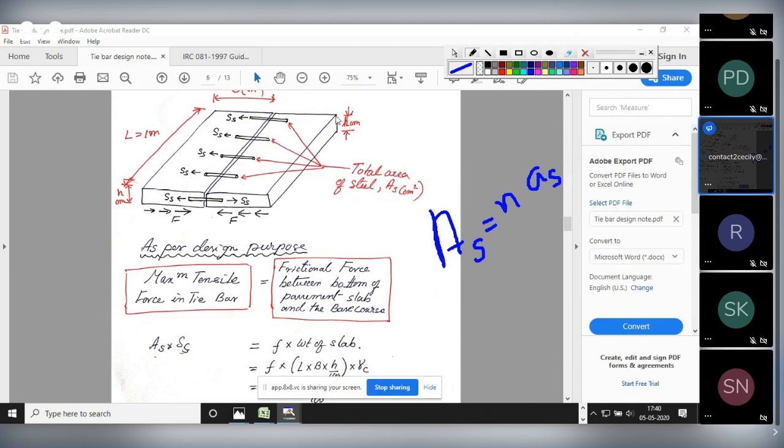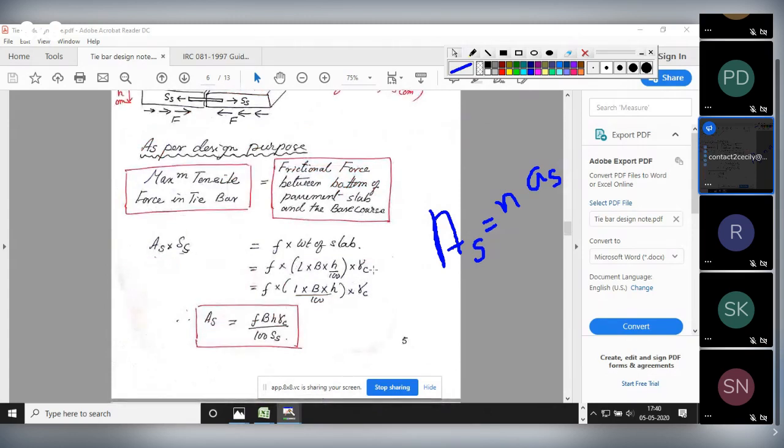Gamma C into its volume, volume into gamma C. That is the unit weight of concrete. Now, volume is how much? Length into breadth into height, right? Length is 1 meter. Breadth is b meter. Height is h centimeter. And gamma C, as I said, the unit will be 24 kg per meter cube.